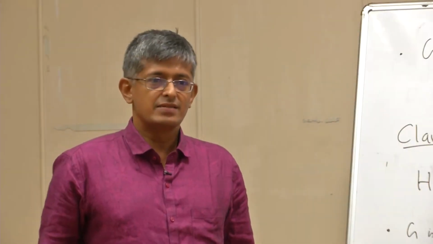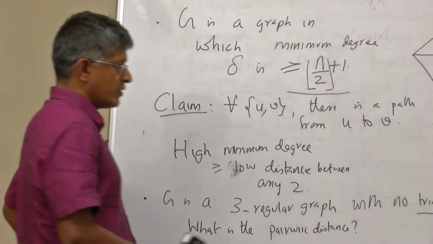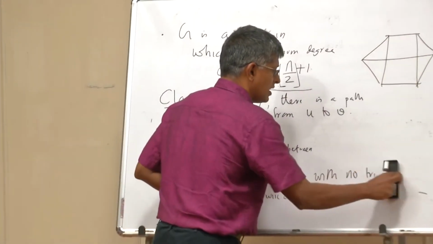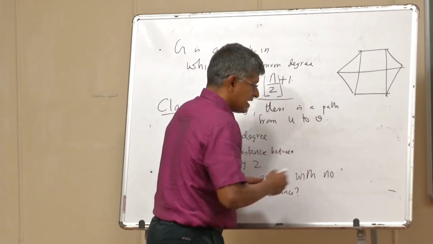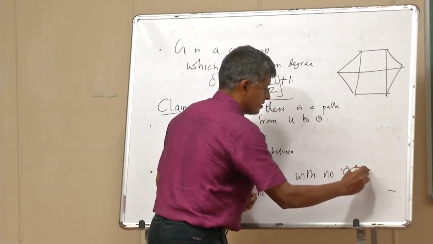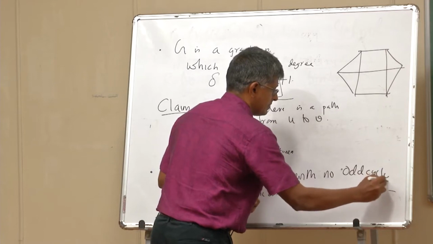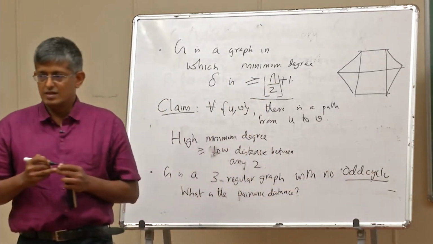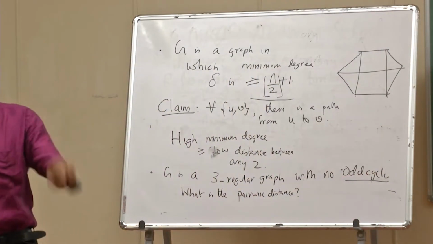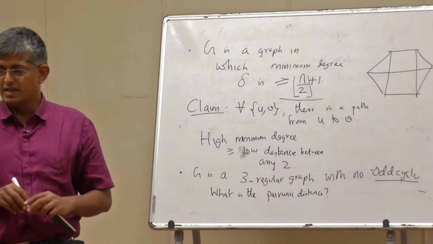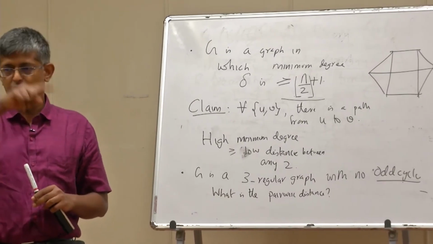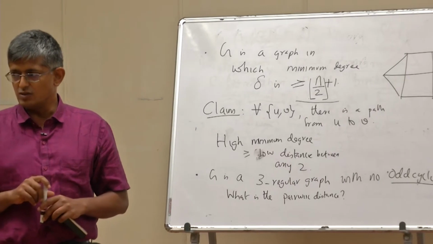No triangles. Okay, so just for the simplicity of the argument, let me say no odd cycles at all. No odd cycles means that there is no cycle of length 3, 5, 7. A cycle means a sequence of edges that form a cyclic pattern, which you may know.